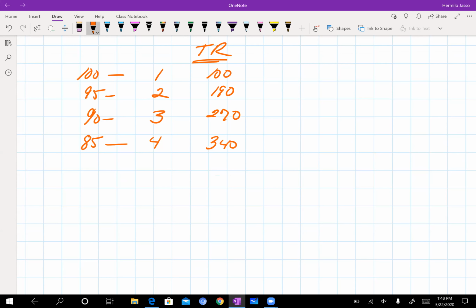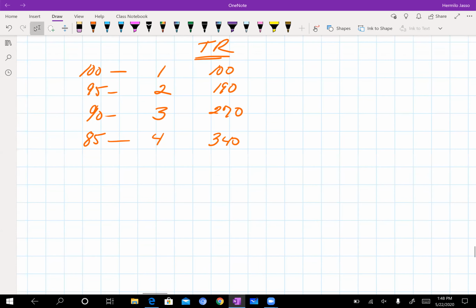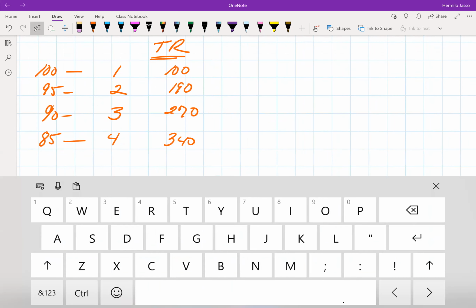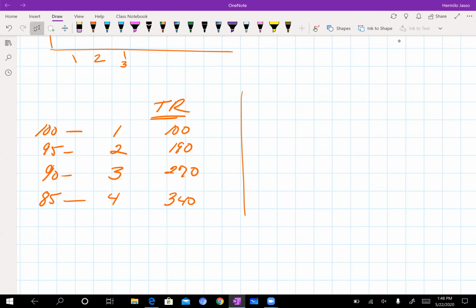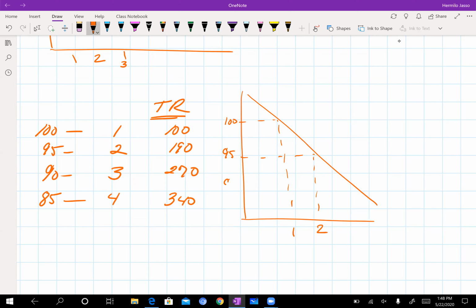So let's put that information on a graph. Let's see if we can do it here. Okay, this is the demand. At a price of 100, I can sell one. At a price of 95, I can sell two. At a price of 90, I can sell three. At a price of 85, I can sell four.